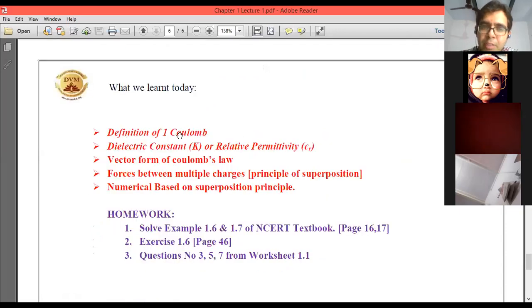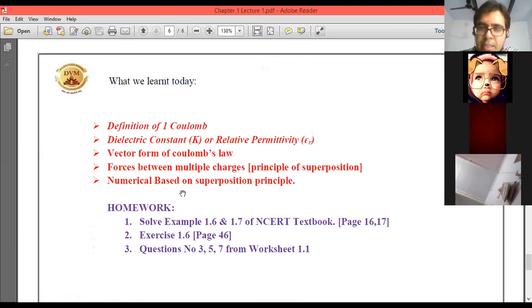We have gone through the definition of Coulomb. We have also studied what the relative permittivity or the dielectric constant is, that is the ratio of the force in vacuum to the force in medium. Then we have learned how to write the vector form of Coulomb's law and the principle of superposition. And based on this principle of superposition, we have tried to solve some numericals.